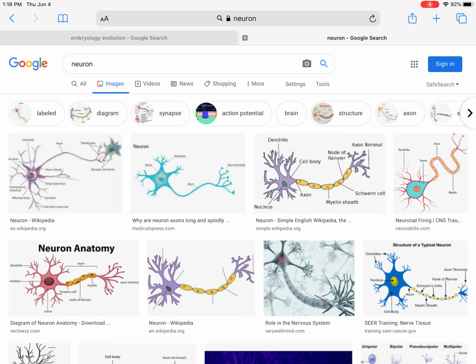We get a picture of a nerve. Well, look at that. That doesn't look like anything that we just drew. And in fact, it doesn't, because it's got a very highly evolved function.